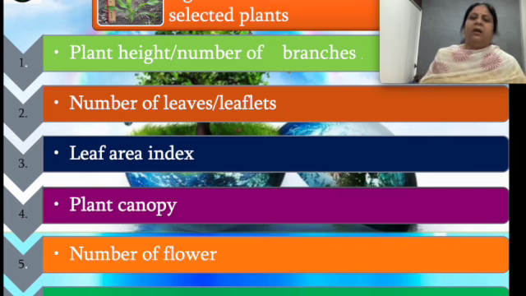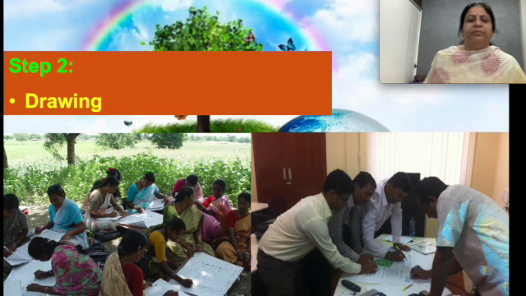So then, using the scale, plant height, number of branches, all the agronomic data is to be recorded. Number of leaves, leaflets are to be recorded. Leaf area index is to be calculated for the selected 20 plants. Plant canopy, how it is, and the stage, whether it is in the seedling stage, vegetative stage, flowering stage, fruiting stage, and canopy is to be noted down. Number of flowers are to be noted down. Number of fruits are to be noted down.